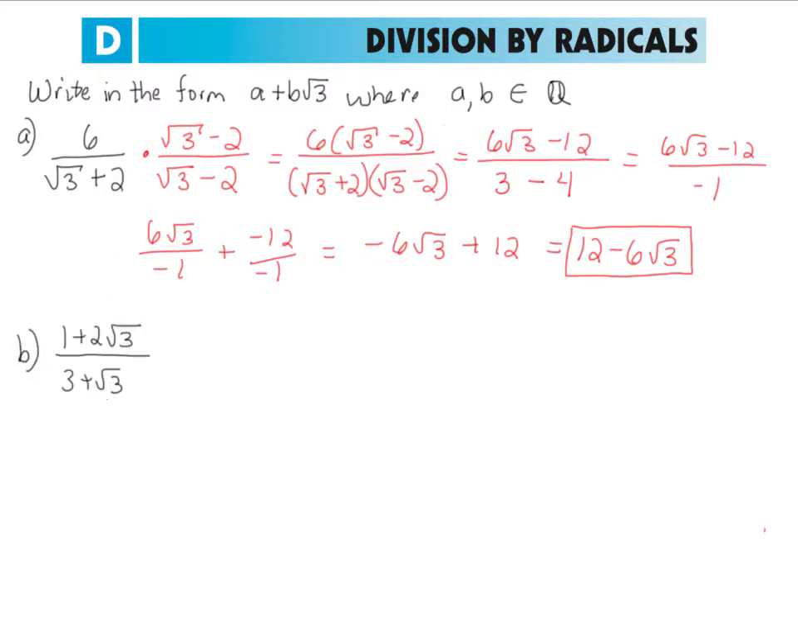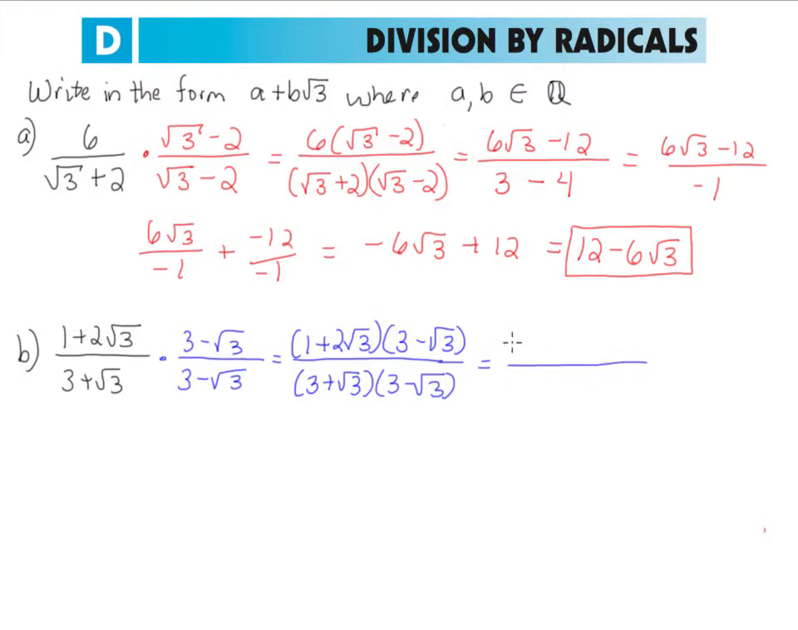In example B, we have the same instructions, so we need to multiply the top and bottom by our radical conjugate, which is 3 minus the square root of 3. So we're just going to multiply straight across the top and then straight across the bottom. Multiplying our first terms together, we get 3. Outside terms gives us a negative square root of 3. Inside terms gives us a positive 6 the square root of 3. And our last terms give us a negative 2 times 3, or negative 6. On the bottom, we have the difference of squares, which is going to be 9 minus 3.